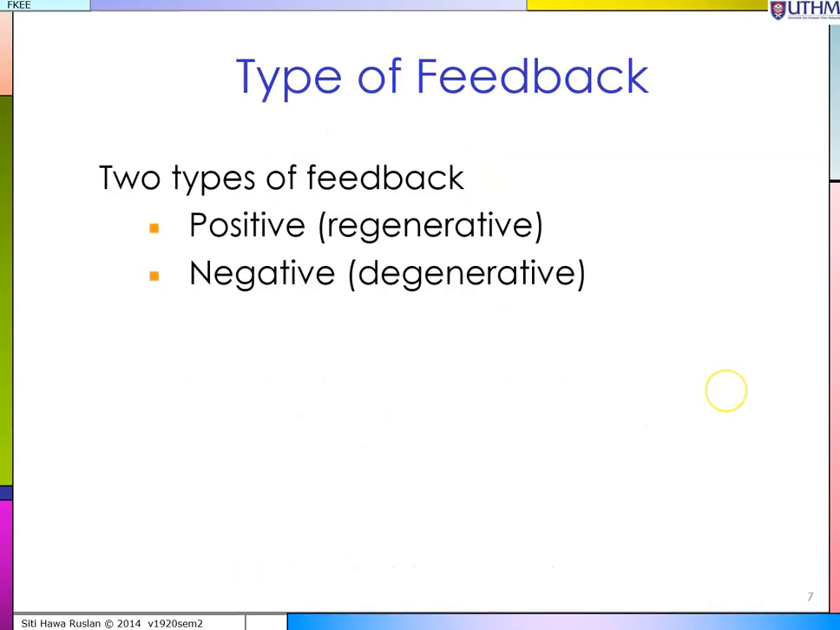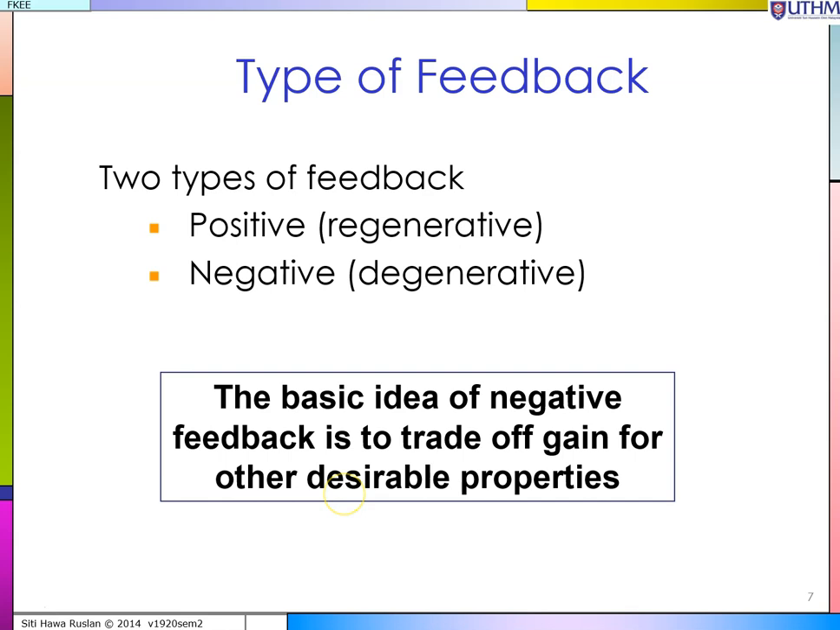Okay, there are two types of feedback. One is positive feedback, which is called regenerative, because the output of the amplifier will be getting bigger and bigger. That's why it is called regenerative. And the second one is negative feedback, which is degenerative, whereby the output signal will be lower than the input signal. The basic idea of negative feedback is to trade off gain for other desirable properties. So that's why we call it degenerative, because the gain will be lowered.